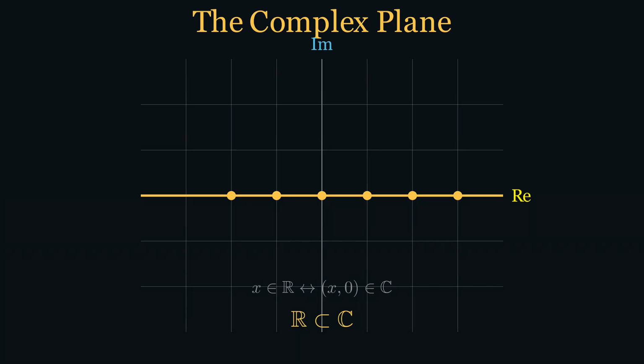Notice that the real numbers sit inside the complex numbers. The real number x corresponds to the complex number (x, 0), a point on the horizontal axis. Adding and multiplying (x, 0) with (y, 0) gives exactly what you'd expect from real arithmetic. So R is a subset of C. The real line is the horizontal axis of the complex plane.